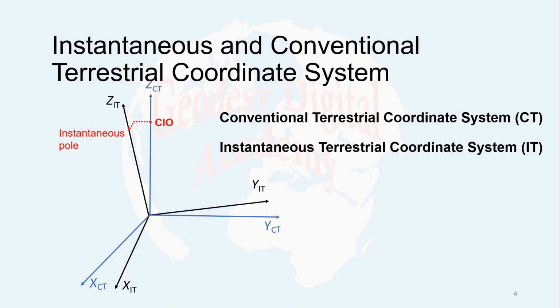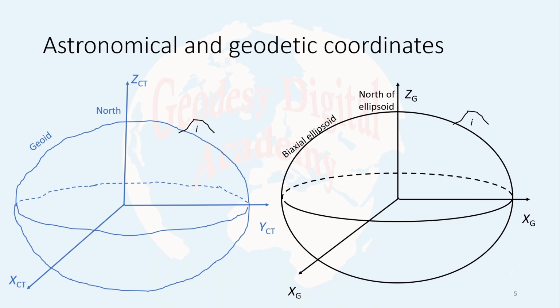Astronomical and geodetic coordinates. We have already discussed this point. Consider the geoid on the left-hand side and the CT system, or the conventional terrestrial coordinate system, in it. And also on the right-hand side, we have the reference ellipsoid, or biaxial ellipsoid, and geodetic coordinates. And we assume that the centers of both coordinate systems coincide.